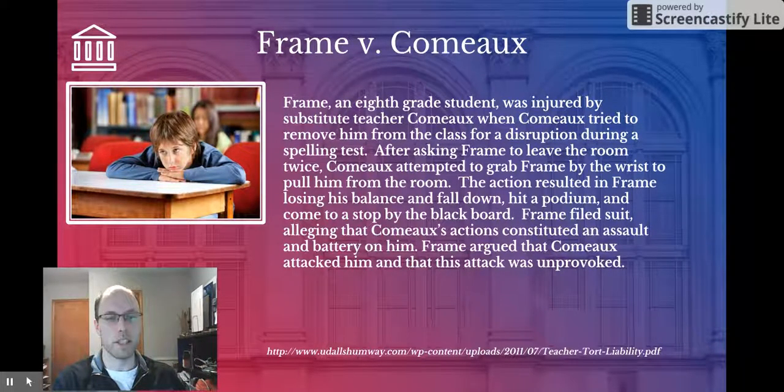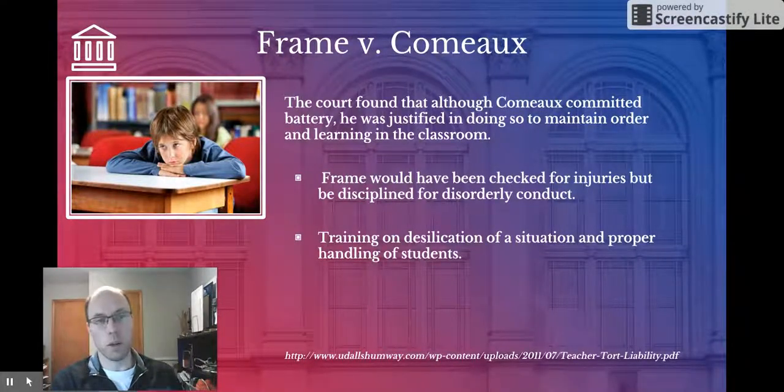Frame filed suit alleging that Comu's actions constituted an assault and battery on him, and Frame argued that Comu attacked him and that his attack was unprovoked. The court found that although Comu committed battery, he was justified in doing so to maintain order and learning in the classroom.